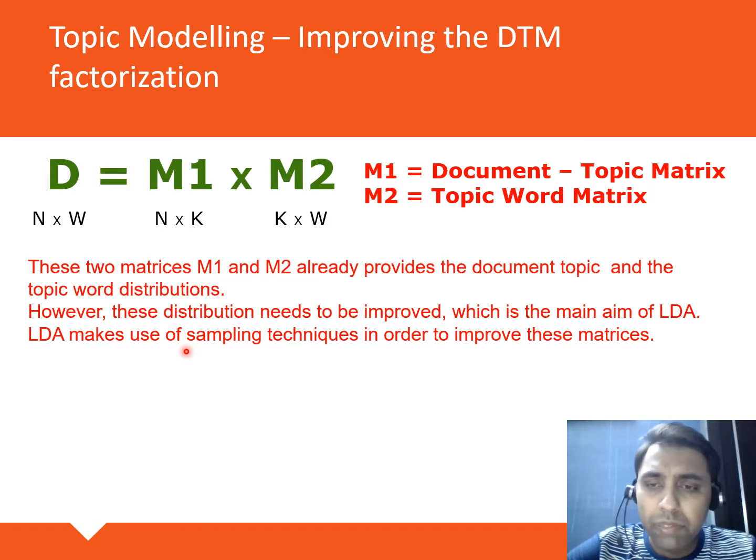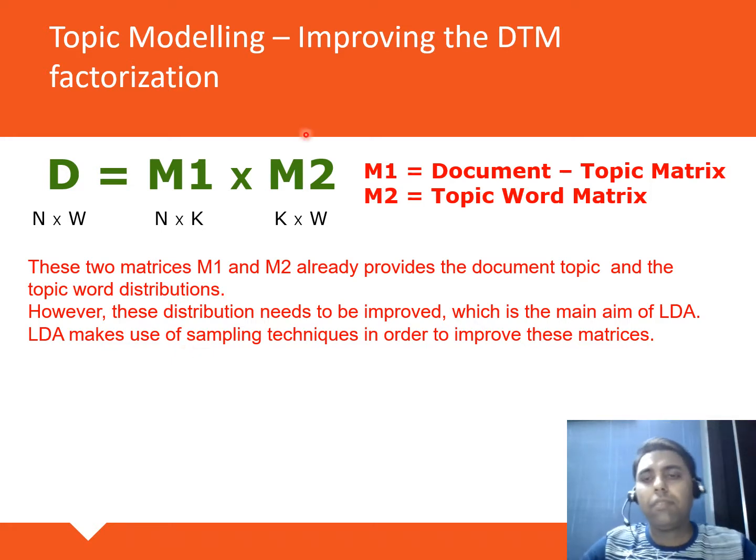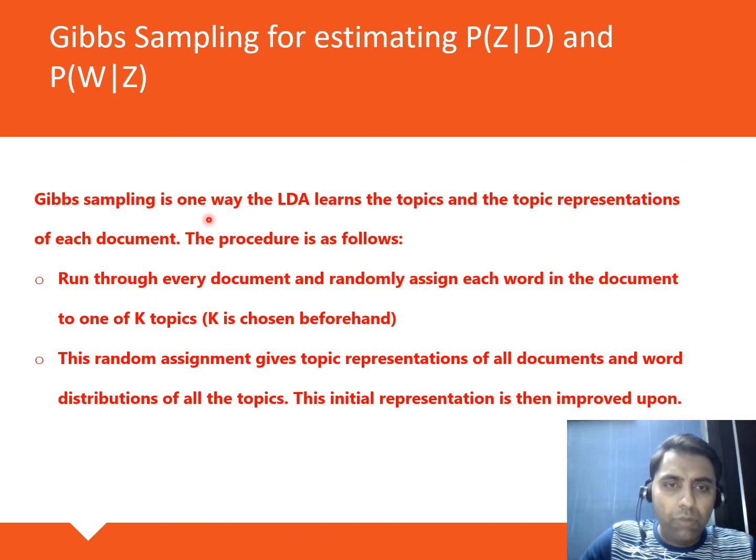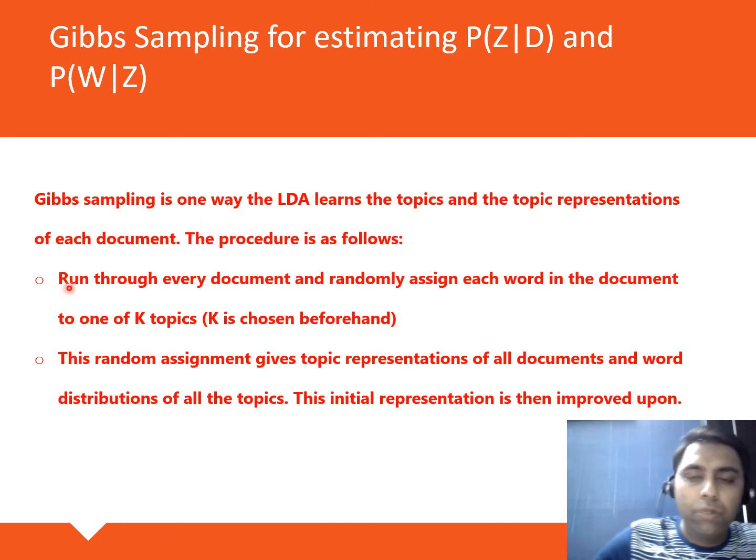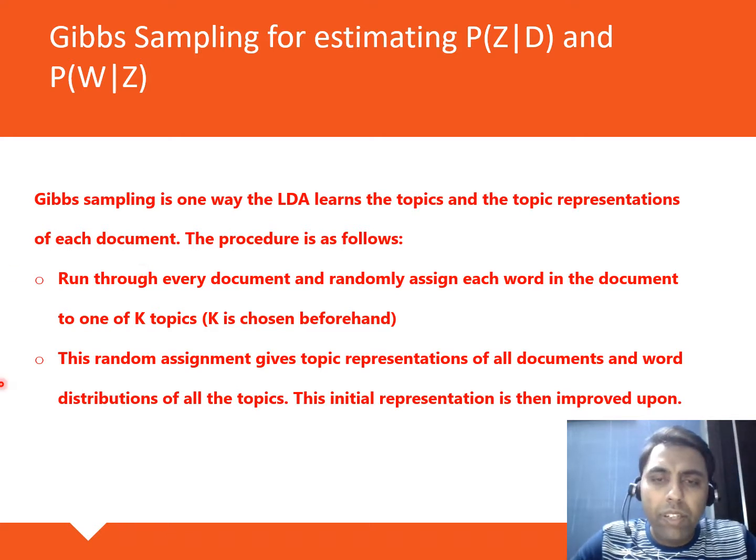But then these distributions need to be improved, and we'll quickly see why these distributions need to be improved from their present state of things. So how do the matrices M1 and M2 get improved? Think of it from an estimation problem perspective.